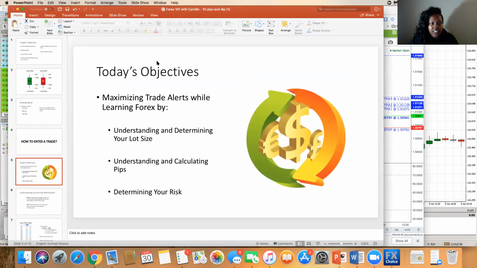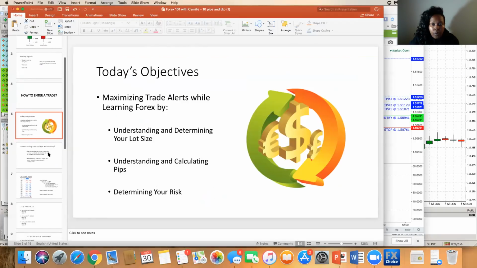Just to continue to go with our objectives, now I want to talk about maximizing on the alerts you receive, determining your lot size, understanding and calculating pips, determining your risk. Those are all things that are important for everyone starting out in trading, just across the board. Some of you all may have seen this part before, but we're going to go through it again, as a refresher for some and new for others.